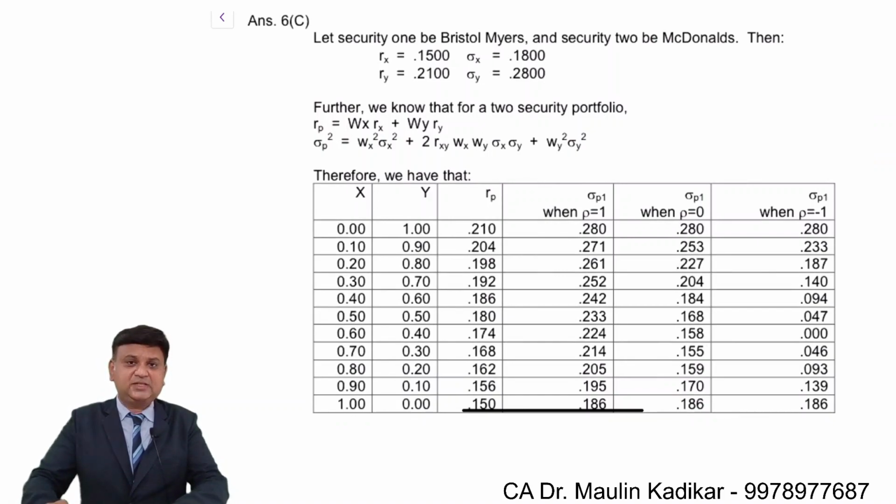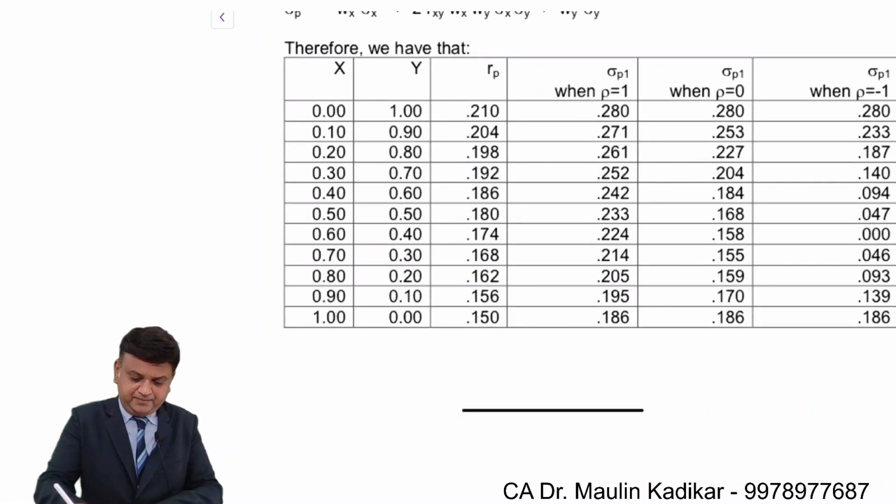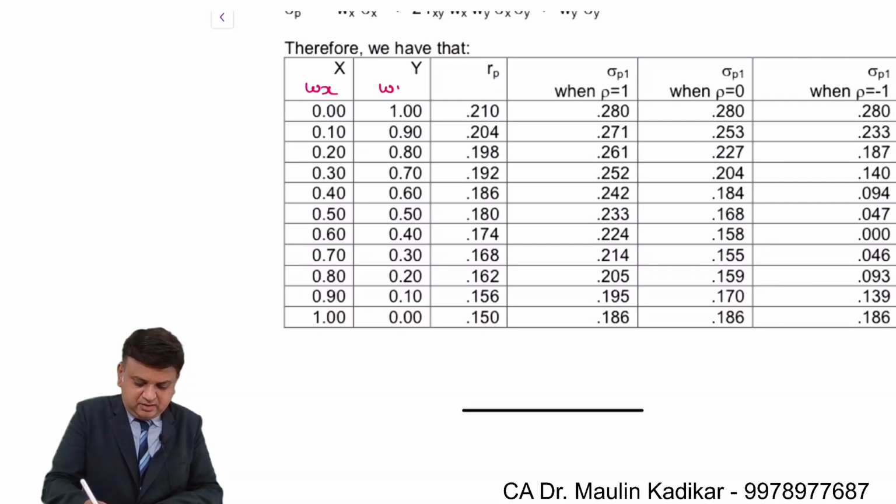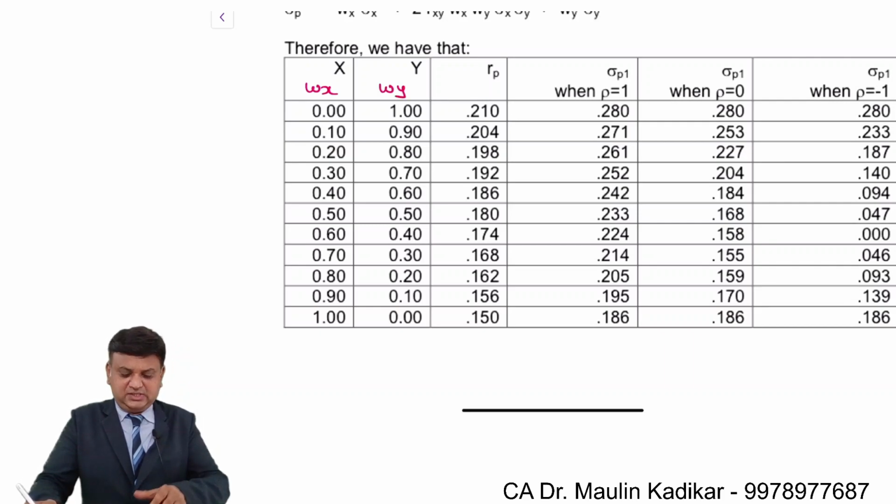I have provided the answer for this to you. Now I want you to focus on something like this. Column number 1 is the weight of x. Column number 2 is the weight of y. So this is the wx and this is w1. You may write along with all these things.